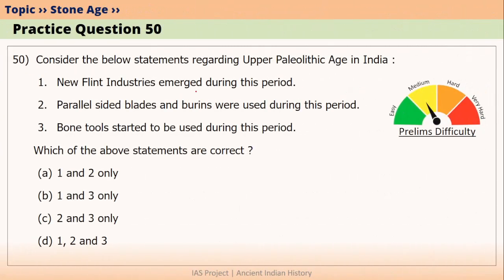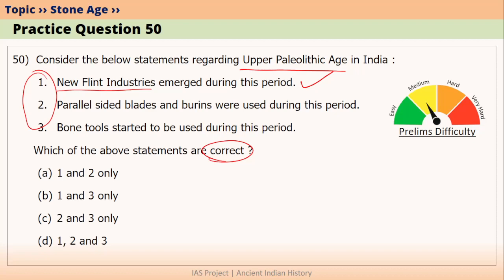The next question is, consider the below statements regarding Upper Paleolithic age in India. Three statements have been given and the question is, which of the above statements are correct? The first statement is, new flint industries emerged during this period, that is during Upper Paleolithic age. This is correct because flint was for the first time used to make stone tools in India during Upper Paleolithic age.